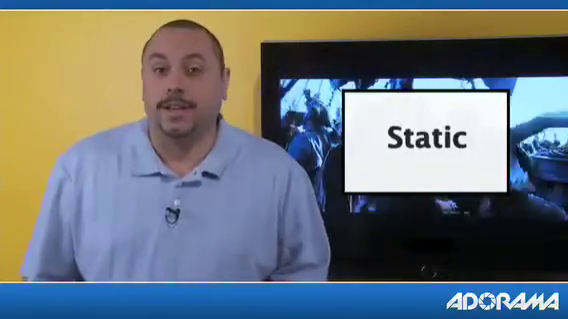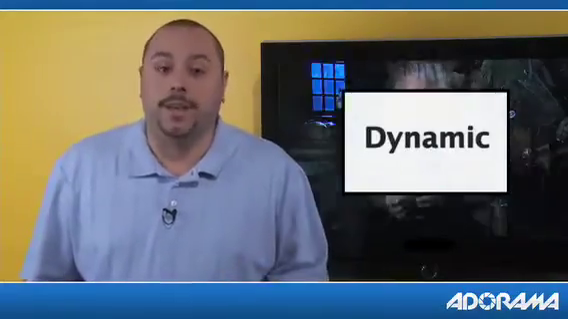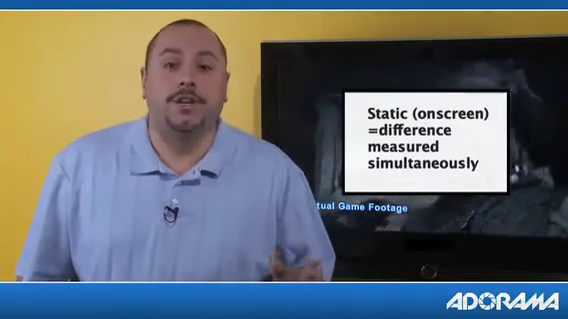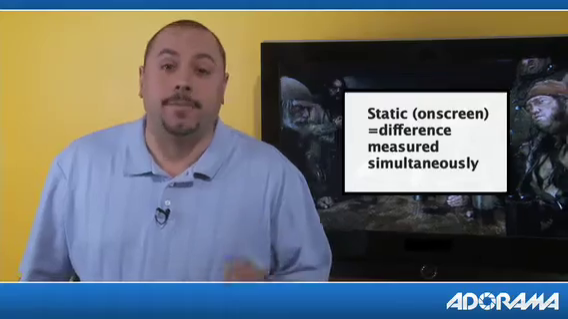First, you'll find that some TVs list two different types of contrast ratio: static contrast ratio and dynamic contrast ratio. Static contrast ratio shows the difference between the darkest of darkests and the brightest of whites that a TV can produce at the same time.